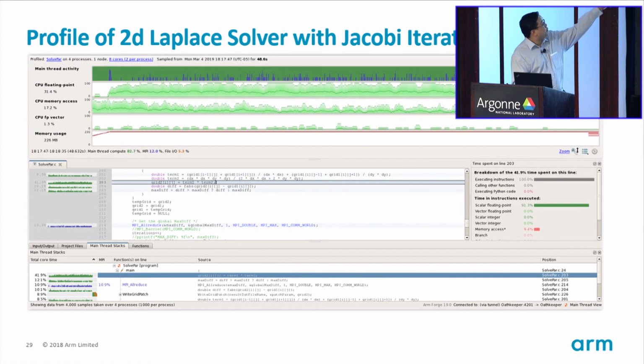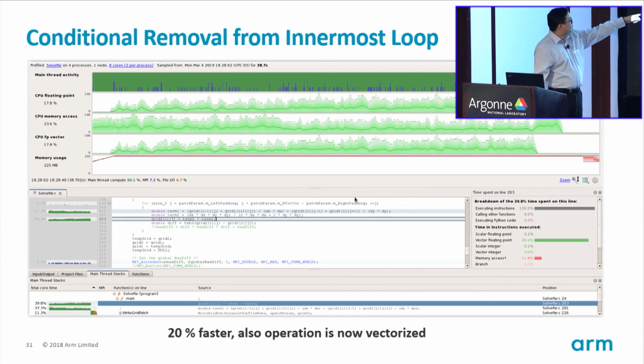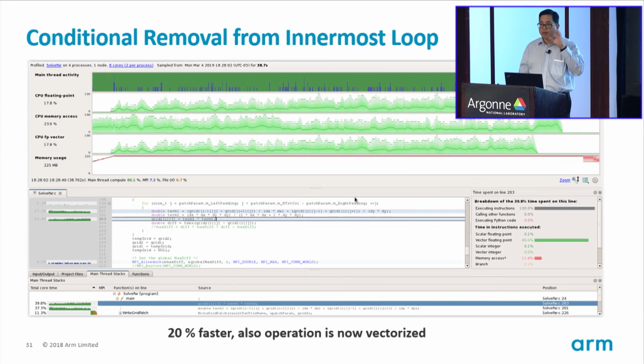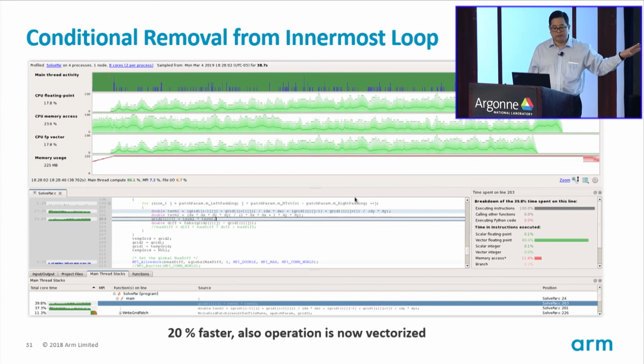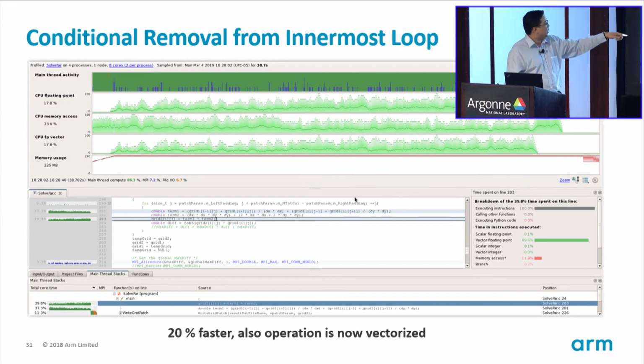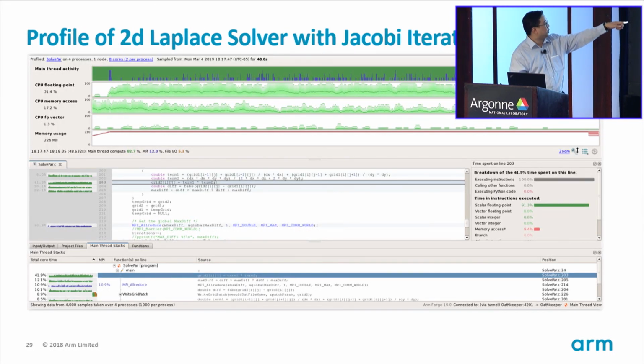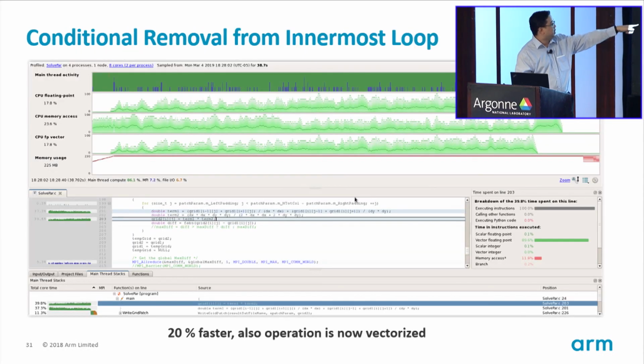It started off running for 48 seconds. But what I did was I commented out the conditional where he's tracking the max diff, and I just ran for the same number of iterations that the previous profile ran for, and it runs 20% faster. Also, if you look on the right, the operation for line 203 is now vectorized, whereas before it was scalar floating point. So scalar floating point, now vector floating point. This is a key point in HPC: if you want to kill performance, put a conditional in your innermost loop.